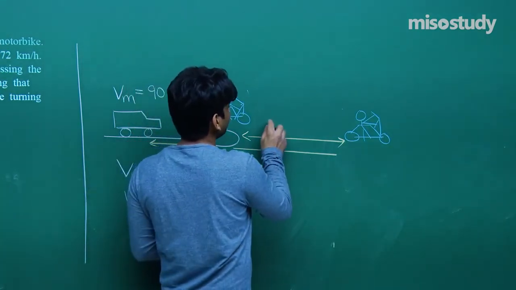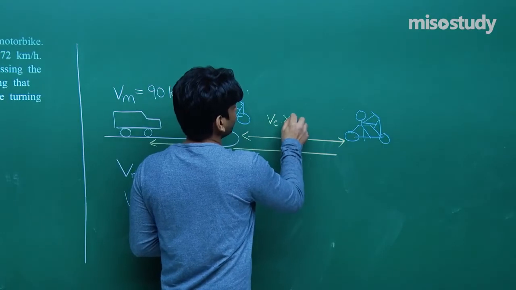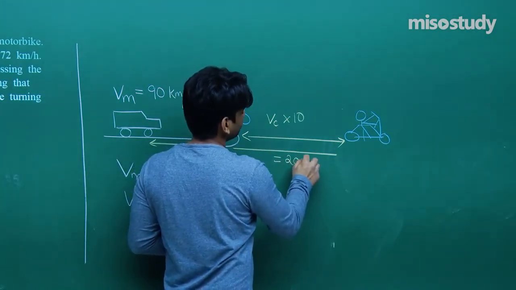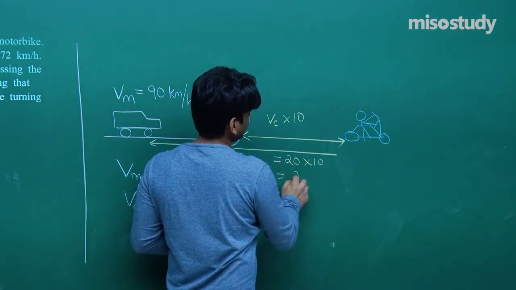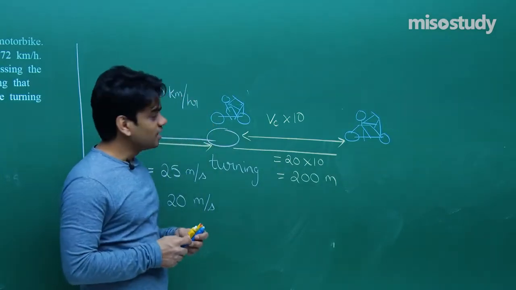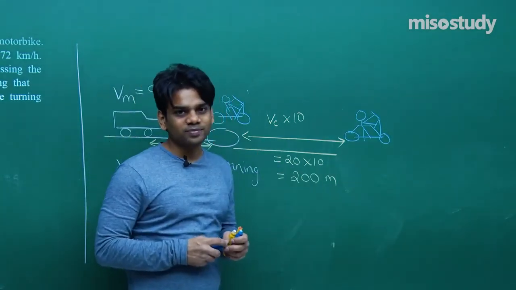So this will come out to be speed of thief, VC, into 10. So it will come out to be VC, that is 20 into 10, that is 200 meter. So we got this 200 meter. This is the distance that he is going to travel.